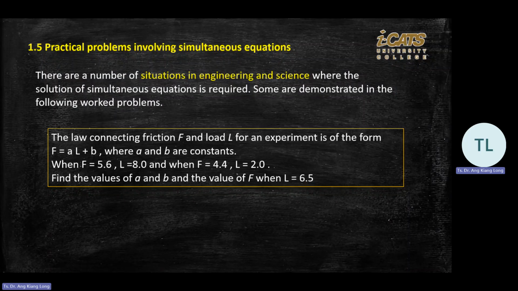Okay, this one is just an example that you normally see in your engineering module. Static, dynamic, and all the engineering problems. For example, you see a paragraph: the law of kinetic friction, log L for experiment is in the form of so and so, and A and B are constants. When F equals something, L equals something, and give you another set of F and L, find the value of A and B in this situation. So this one usually you see in the static module, or in physics, if you learned physics before.